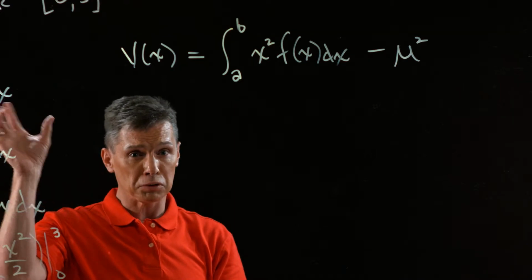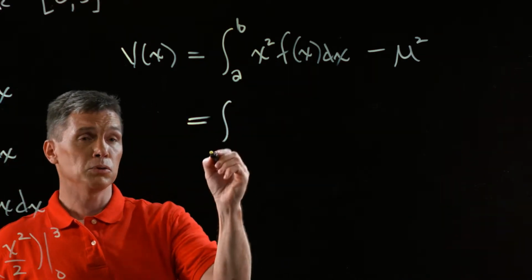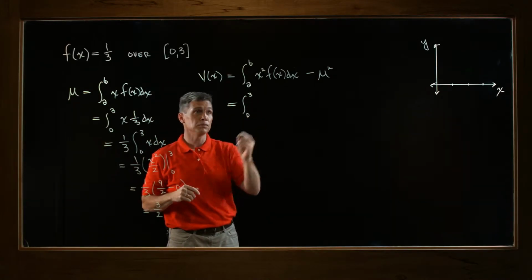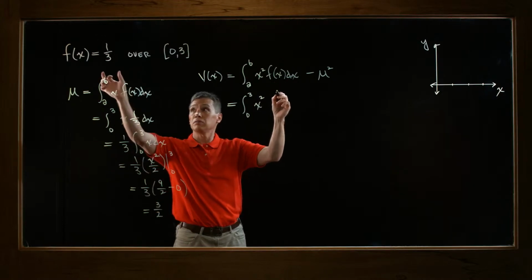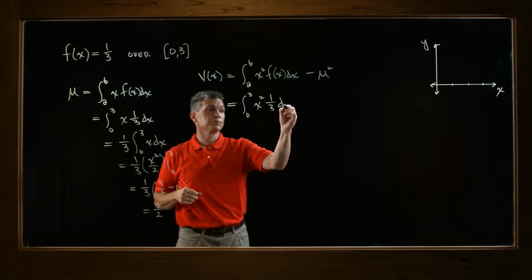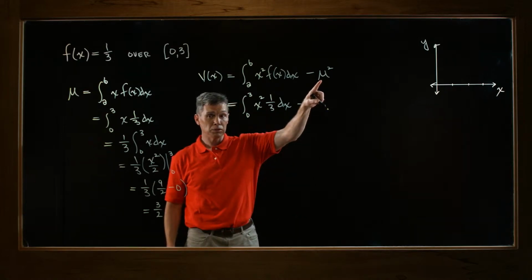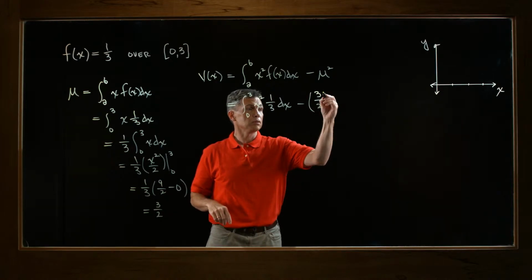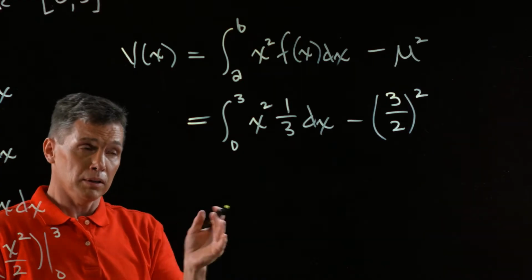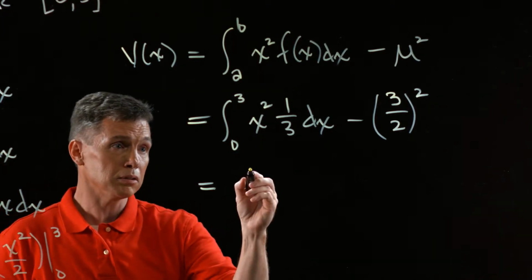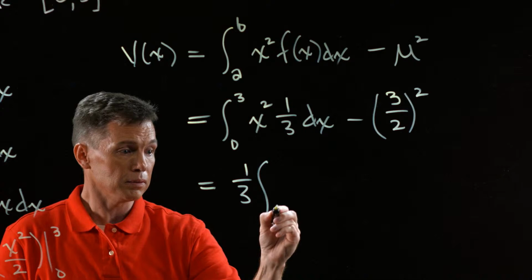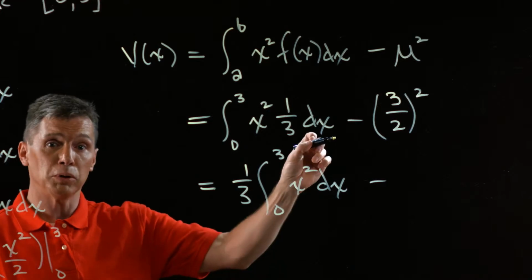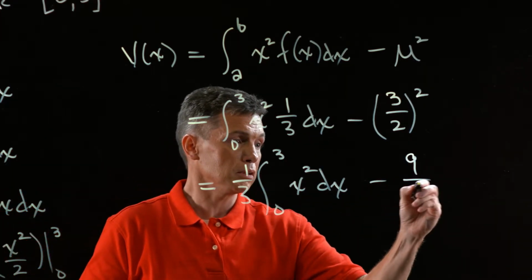Now you apply the particulars for this problem to this formula. So again, our limits of integration are going to be 0 and 3 from our endpoints of the interval. X squared and our f of x is 1/3 minus mu squared, and our mu is 3/2. So 3/2 squared. And then evaluate the integral to get our variance. Bring the 1/3 out again, 0 to 3, x squared dx. In this step, I'll go ahead and square the 3/2, 9/4.